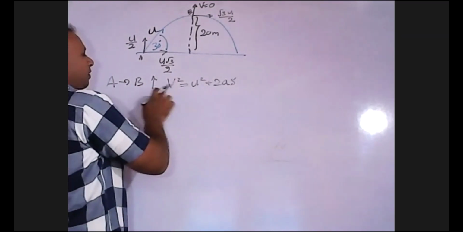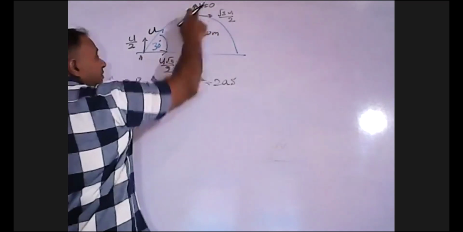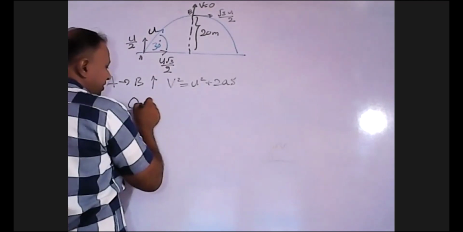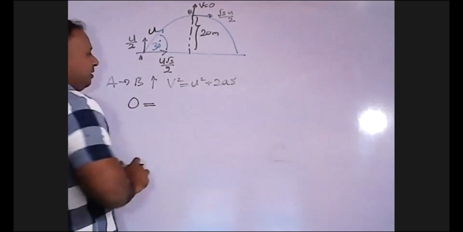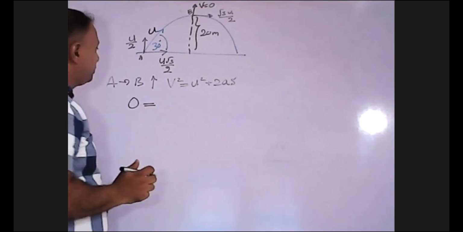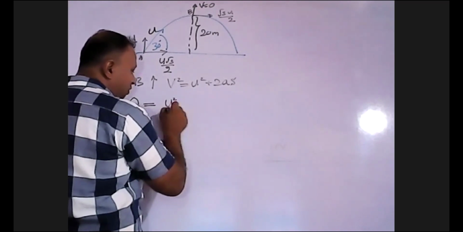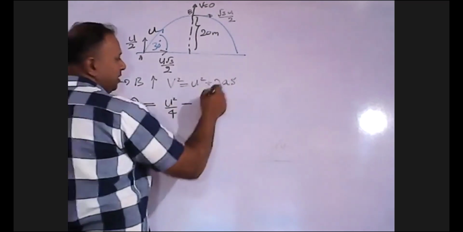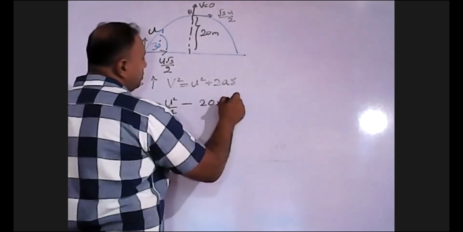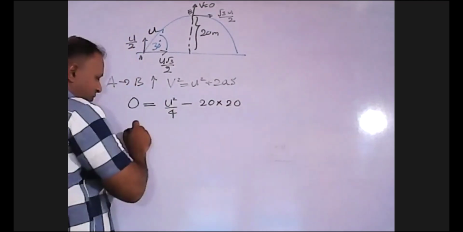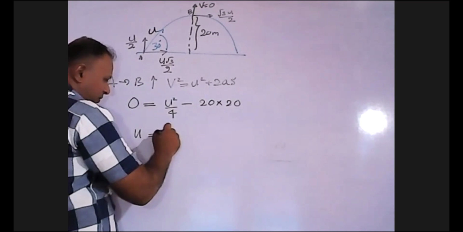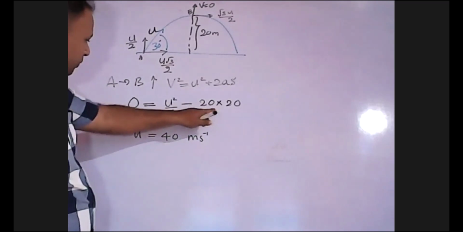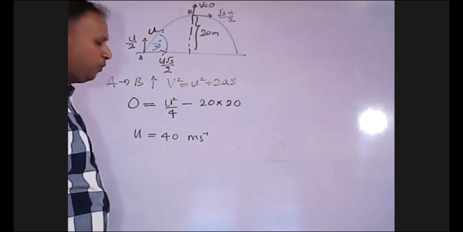So V square is 0 because the vertical velocity at point B is 0. The initial velocity is u over 2. Therefore, 0 equals u squared over 4 minus, because g is in downward direction, minus 2 into 10 into 20. Therefore, u is equal to 40 ms minus 1.